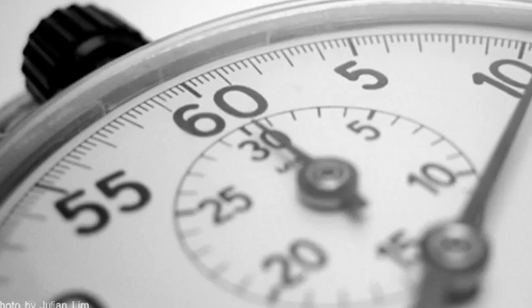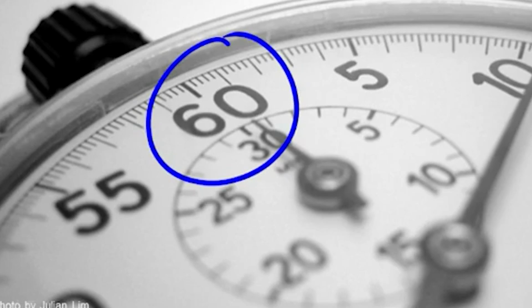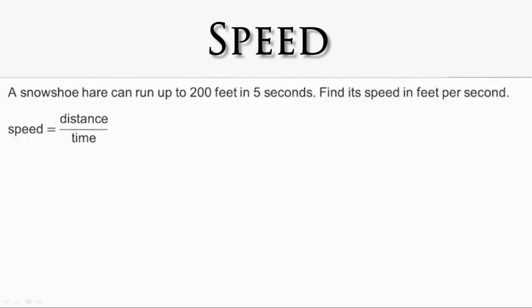Sometimes you'll know the distance traveled over a period of time, but it's not a single unit. So far, the denominator in our speed rates has always been 1, making it easy to write the speed as a unit rate. In this part of the lesson, you'll learn to calculate speed as a unit rate when time is not 1 unit. Let's explore the concept of speed as a unit rate with this sample problem. A snowshoe hare can run up to 200 feet in 5 seconds. Find its speed in feet per second.